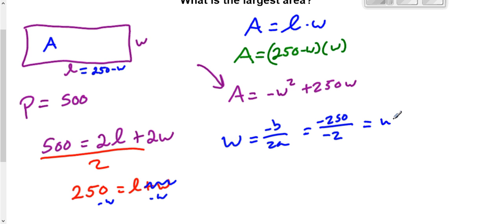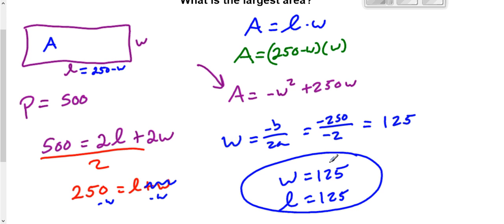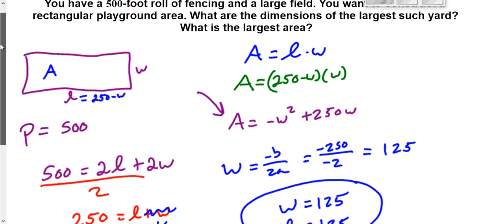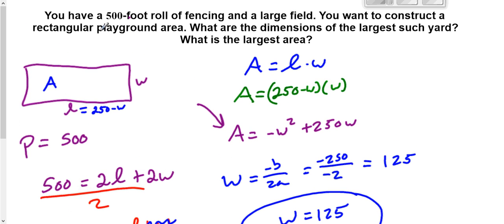equals, so of course it does, that's why it's over there. Come on, Carla, get it together. The negatives cancel out, we get 125 for W. So the width has to be 125, which means the length has to be 125. Which means the best way to maximize the area of this rectangular playground is to make it a square.